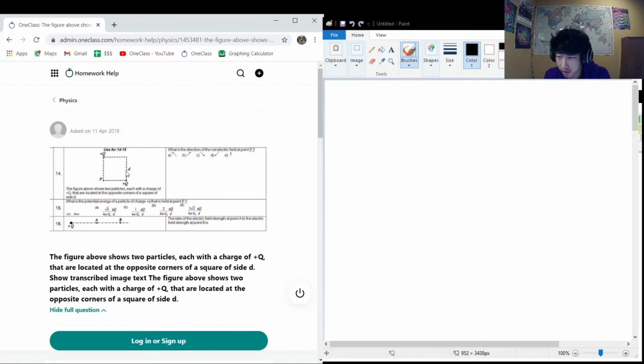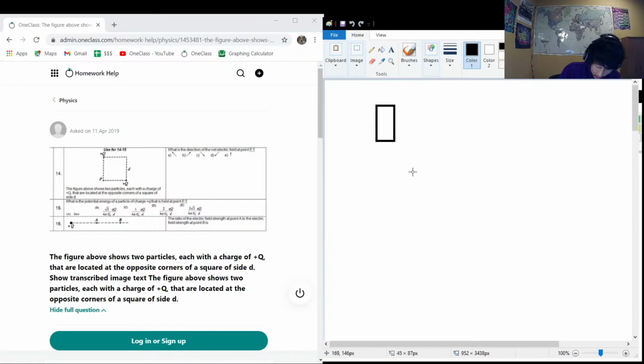So 2 particles, each with a charge of positive q, are located on opposite corners of a square. And the side of the square is d. So the question is asking, which is the direction of the net electric field at the point P, which is right here?